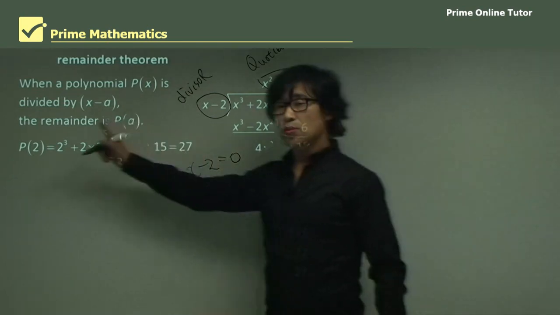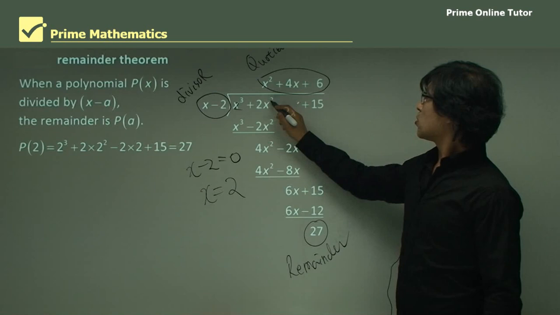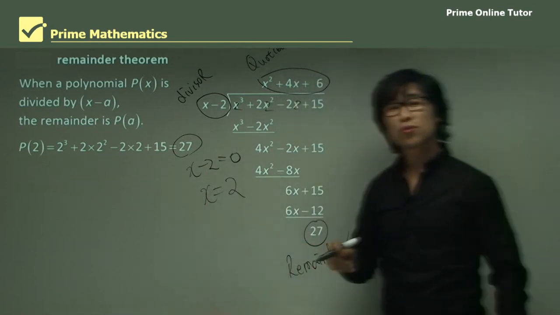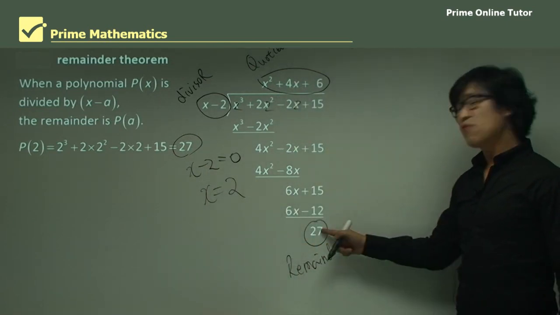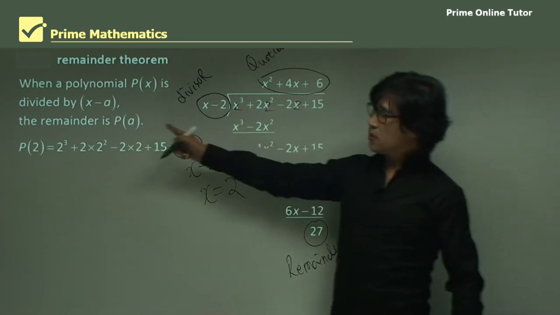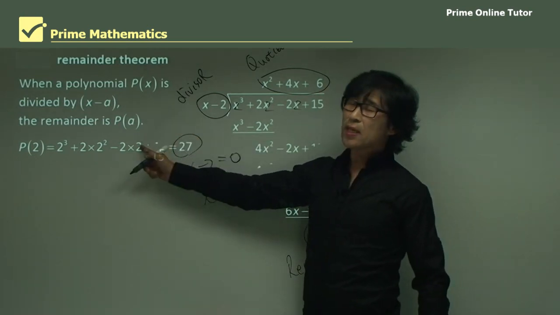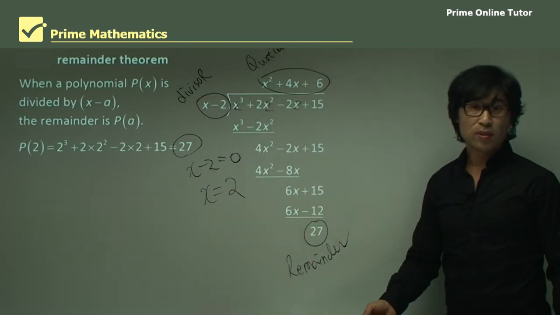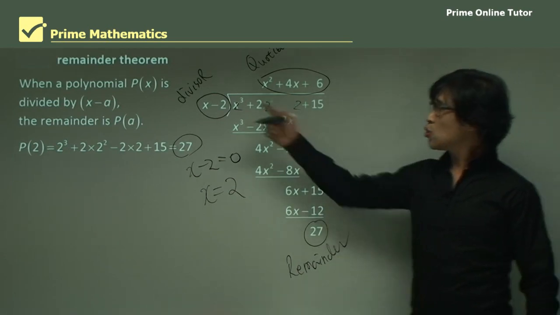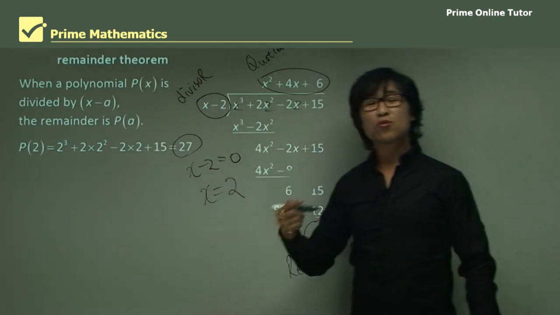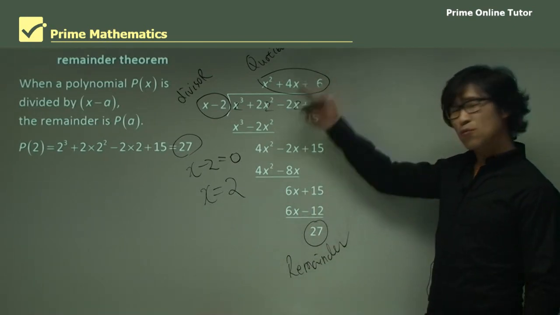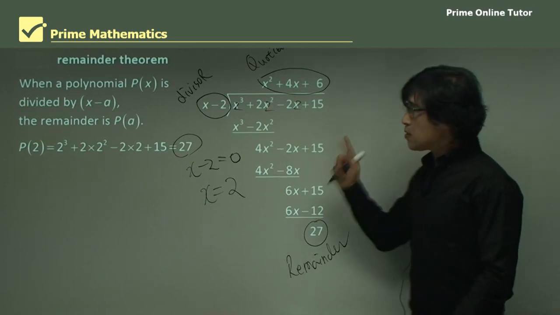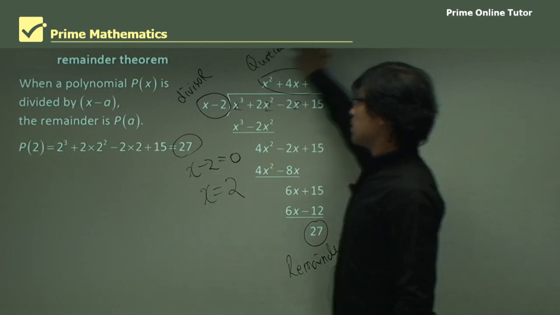So we substitute x equals 2 here. When you calculate this, you obtain the value of 27, which is the same value as this remainder. So this is easier, way faster, a lot more efficient than performing the long division. I really suggest you use the remainder theorem if you are asked to find the remainder only. Long division is time wasting, and you may also make further silly mistakes.